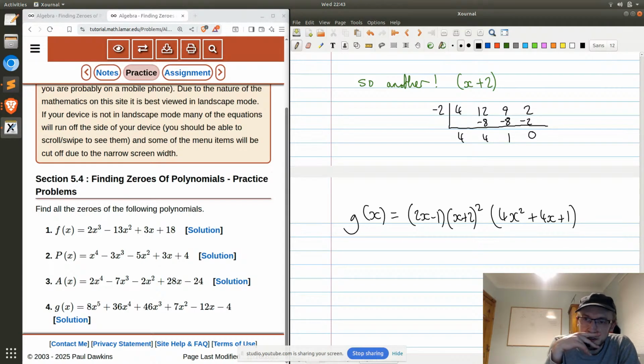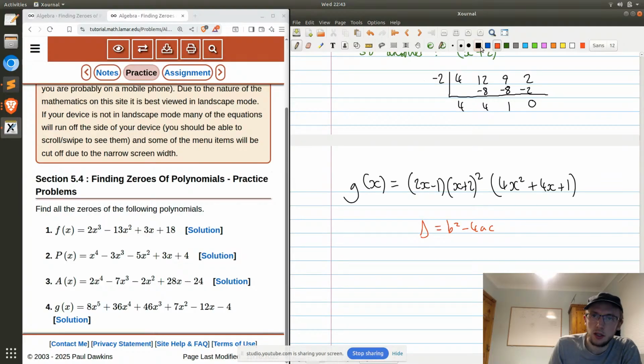And this quadratic, if I do the discriminant, and I'm just going to feed in the numbers now. So 16 take away 4 times 1 is 0. Oh, so that means it's a perfect square. So I don't know why I didn't see that before, but whatever.